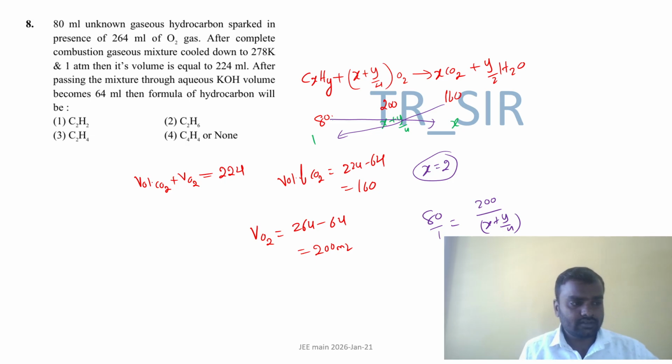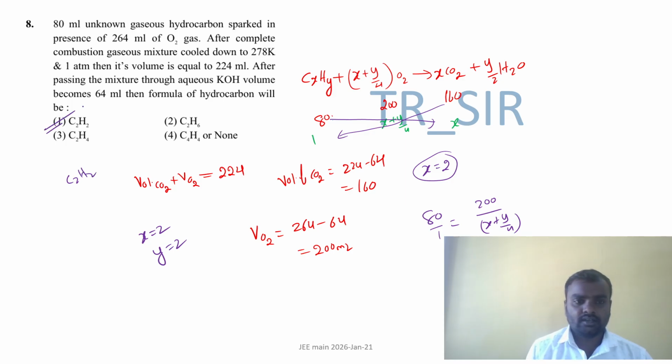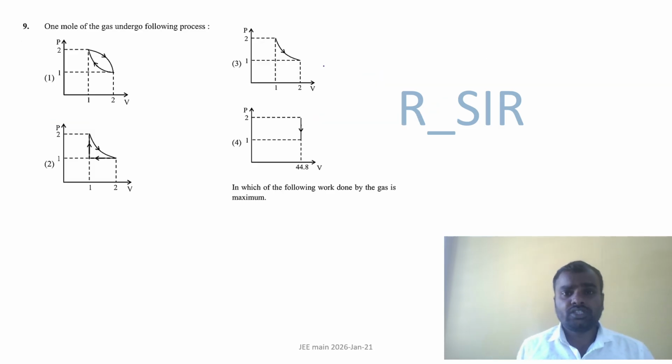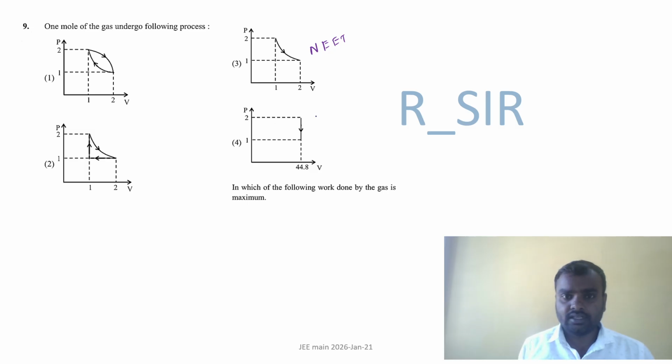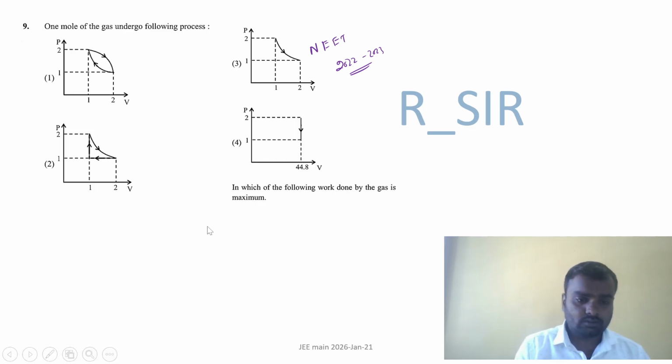So the answer for this question is x is equal to 2 and y is equal to 2. Substitute here: C2H2 is the answer. The first option is the right answer. This question was already asked in NEET, either 2022 or 2023, as it is but in a different scenario. The same graphs will be there. If you go back to the NEET PYQs, you'll be getting this question.